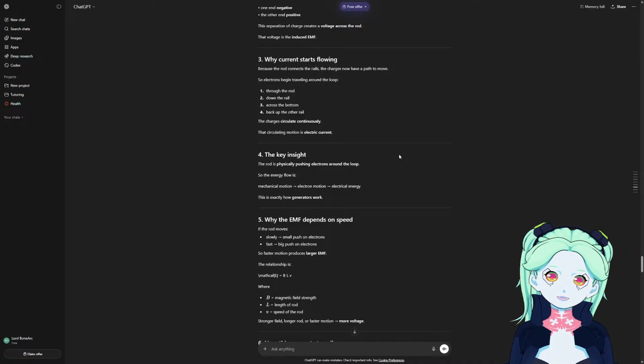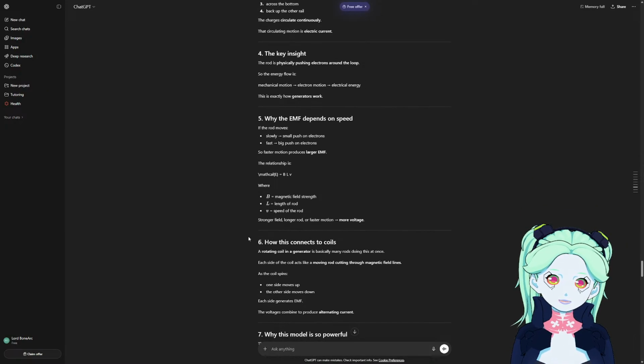Why the EMF depends on speed. If the rod moves slowly, small push on electrons; fast, big push on electrons. The faster motion produces larger EMF. The relationship is E equals B L v. Okay, how this connects to coils.